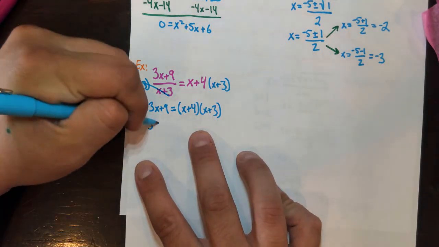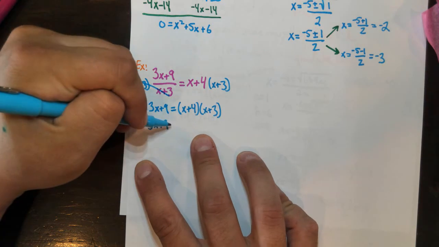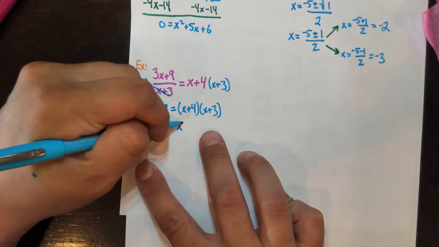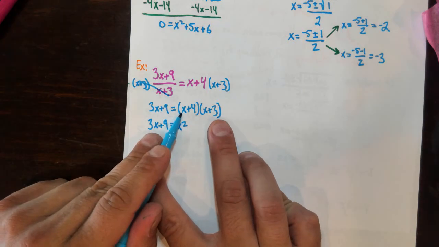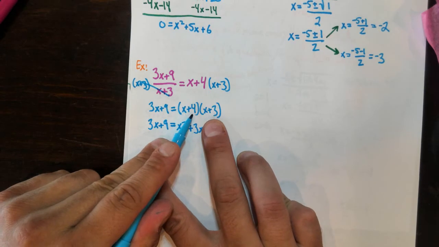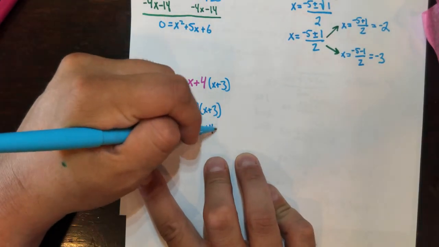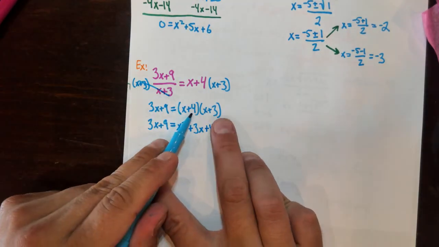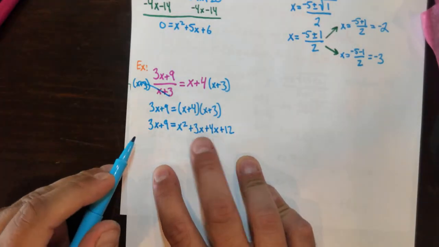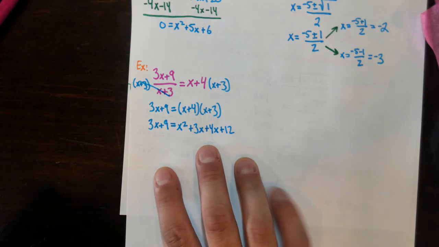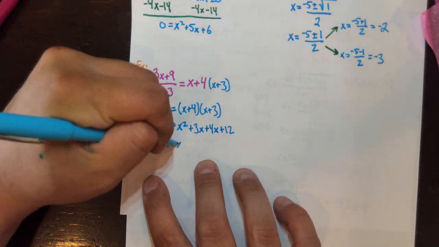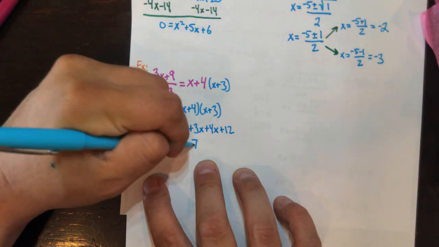So we're going to have 3x plus 9 equals, let's see, x times x is x squared. X times 3 is 3x. X times 4 is 4x. And 4 times 3 is 12. And again, we have two like terms here in the middle, so we can go ahead and combine those, which will leave us with 3x plus 9 equals x squared plus 7x plus 12.